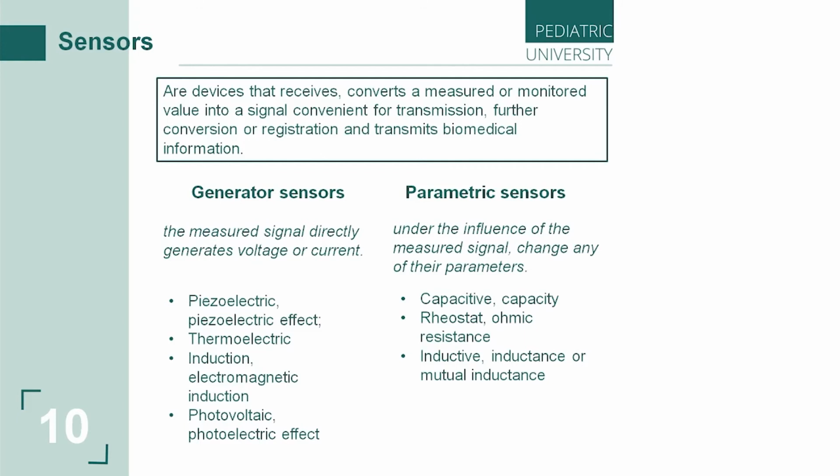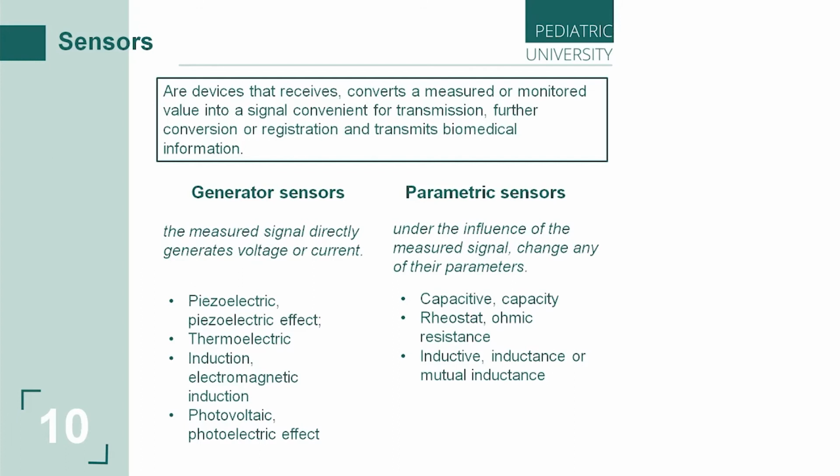And what about thermoelectricity? Thermoelectricity is the phenomenon of the emergence of an electromotive force in an electric circuit consisting of series-connected dissimilar conductors with different temperatures of junctions. The next type is induction, based on electromagnetic induction. And next is photovoltaic, based on the photoelectric effect.